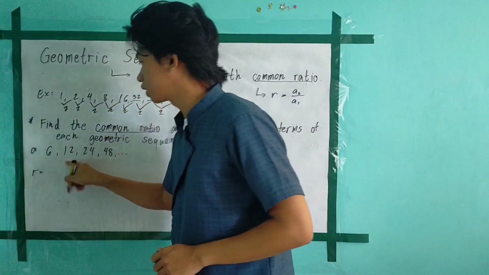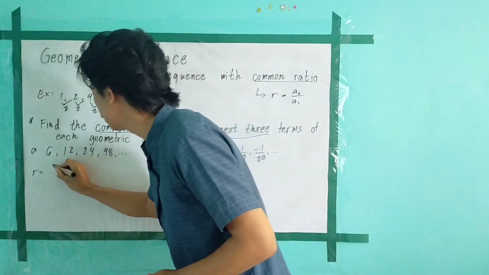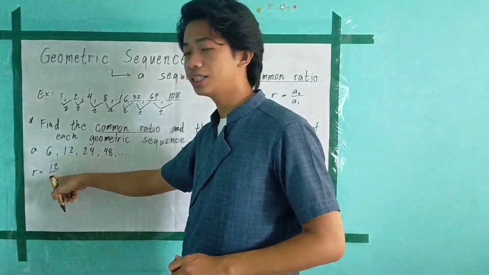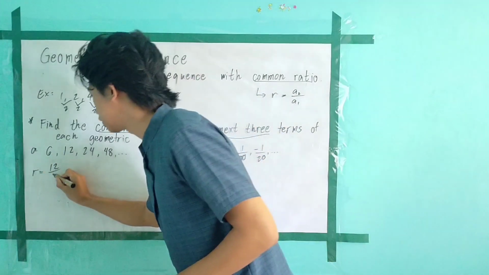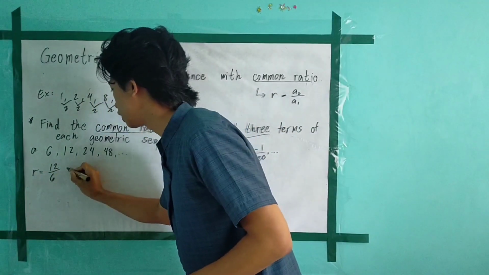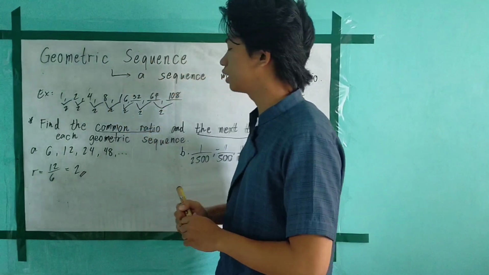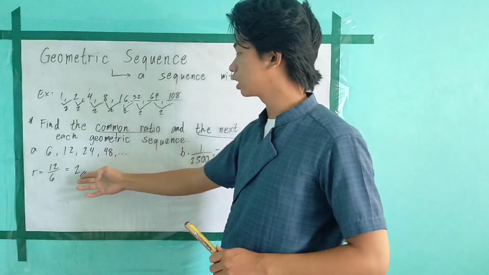r is equal to, what is our a sub 2 here? We have 12, divided by our a sub 1. What is our a sub 1? We have 6. So 12 divided by 6, we have 2. So our common ratio in this given sequence is 2.